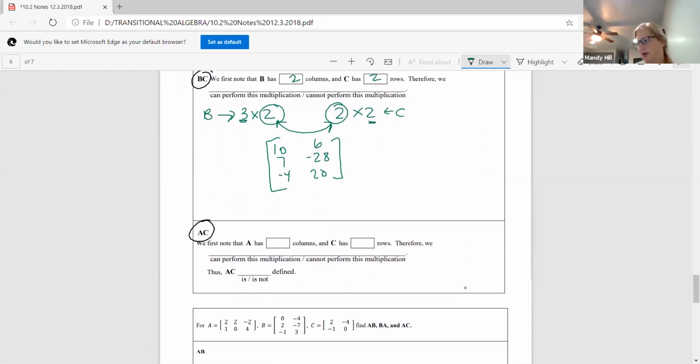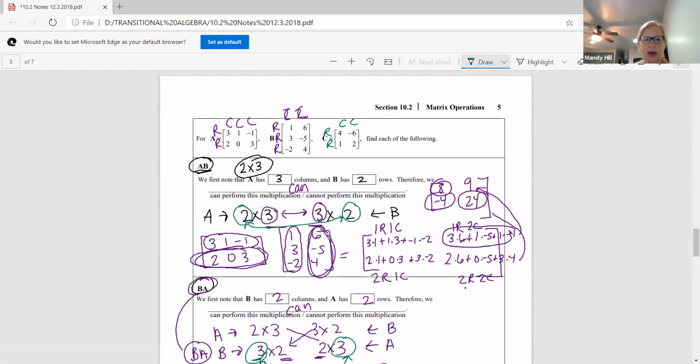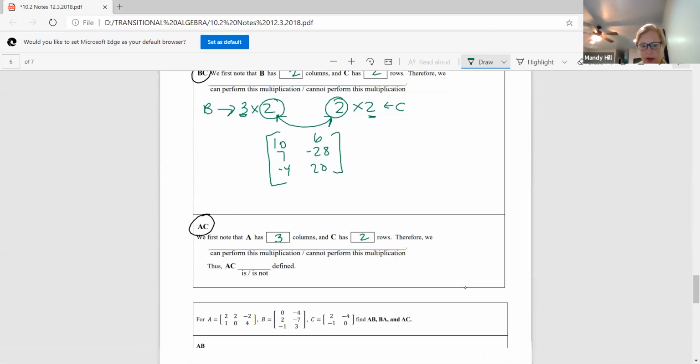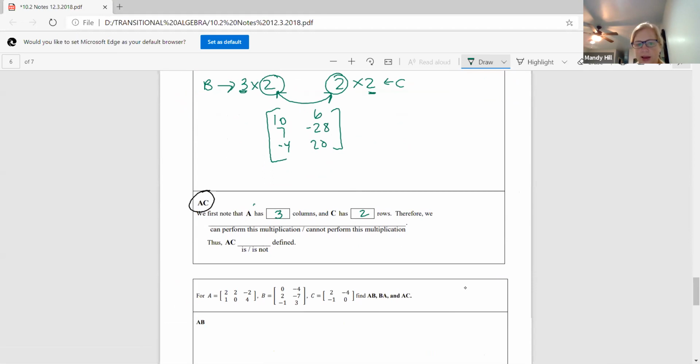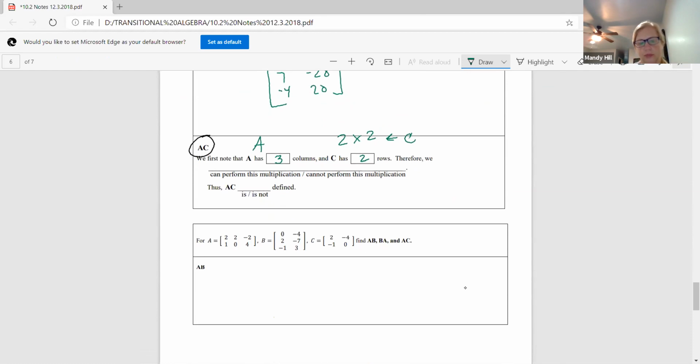Okay, what about A by C? It says A has how many columns? A has 3 columns. C has 2 rows, therefore, okay, I always like to write it like this. I know that C is a 2 by 2 and A is a 2 by 3. These are different. If we write them in order, A times C. So we're not supposed to be able to do this.